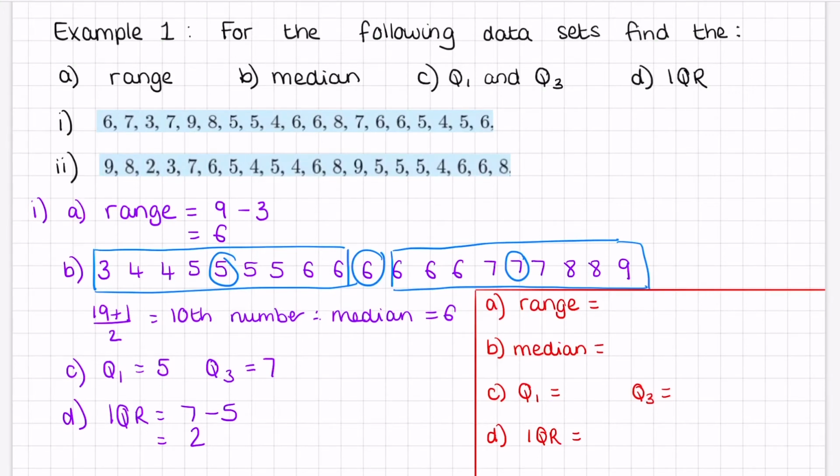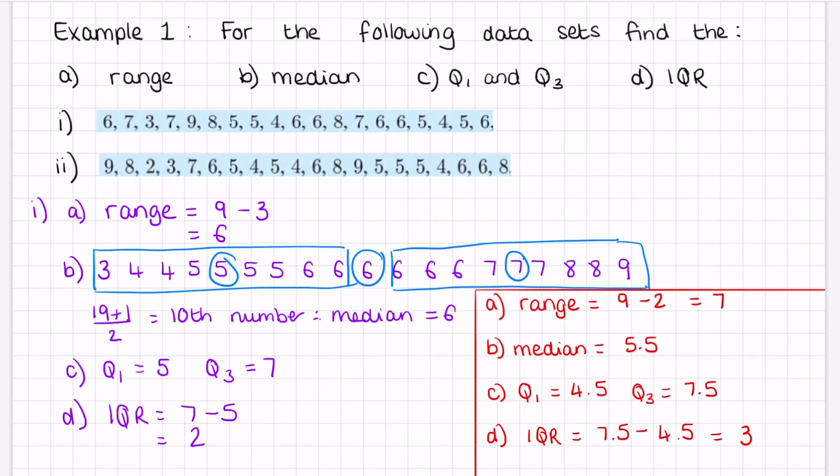So the range is the maximum minus the minimum, which would be 9 minus 2, which equals 7. Median, straight off your calculator, is 5.5. Quartile 1 is 4.5. Quartile 3 is 7.5. And remember, the interquartile range is quartile 3 minus quartile 1. So 7.5 minus 4.5, which equals 3. So see, it's a lot quicker on your calculator if you're allowed to use it.